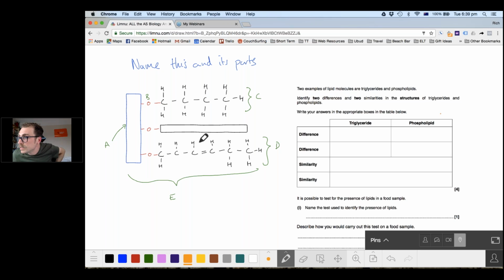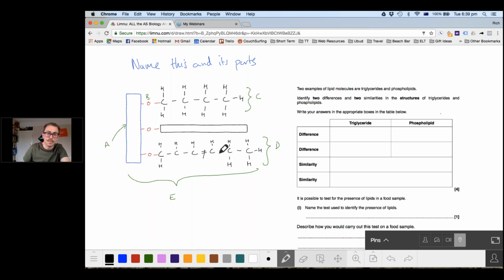What about D? Duda, are you spot on? Yeah, unsaturated fatty acid. Okay, it's unsaturated because it's not completely full of hydrogen. We could break this hydrogen bond. Each carbon can make 4 bonds. So 1, 2, 3, 4. I'm going to remove them because they look like double bonds now.